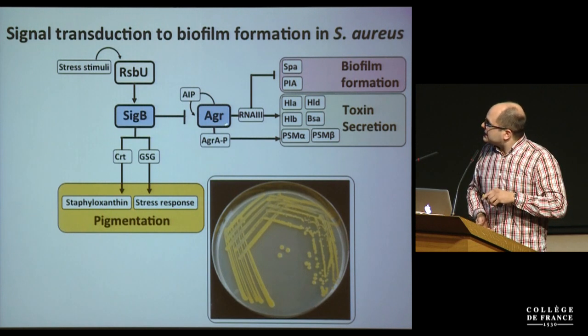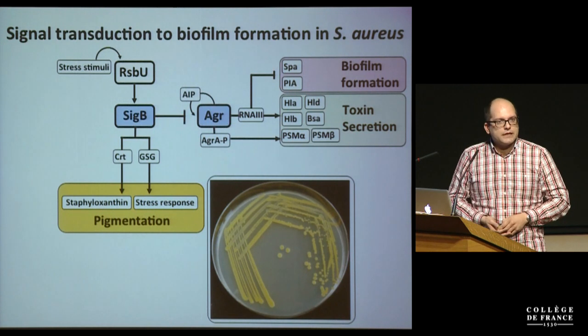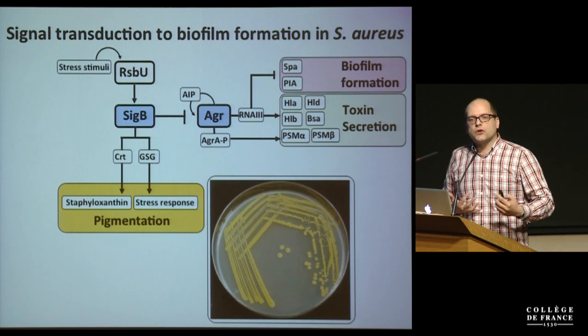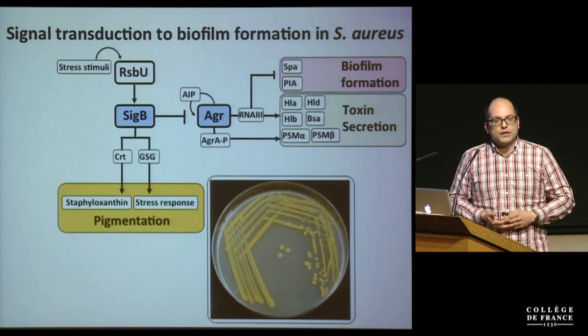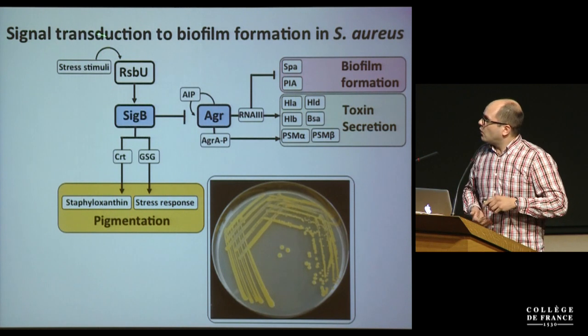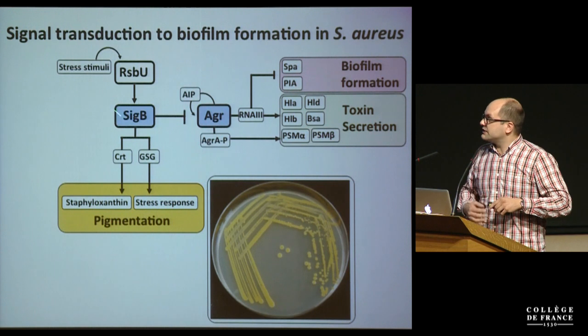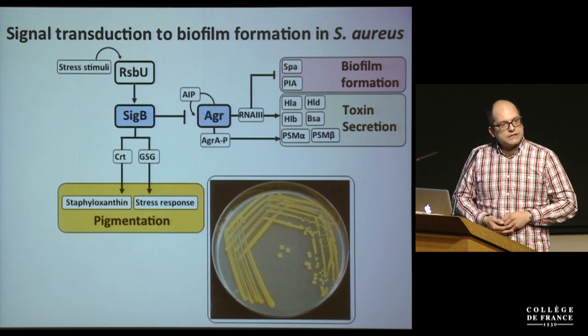This quorum sensing system that antagonistically controls these two processes is inhibited by a sigma factor, sigma B. This sigma factor responds to stress, cell envelope stress, we think. So when Staph aureus senses a stress stimulus, it inhibits the quorum sensing system.